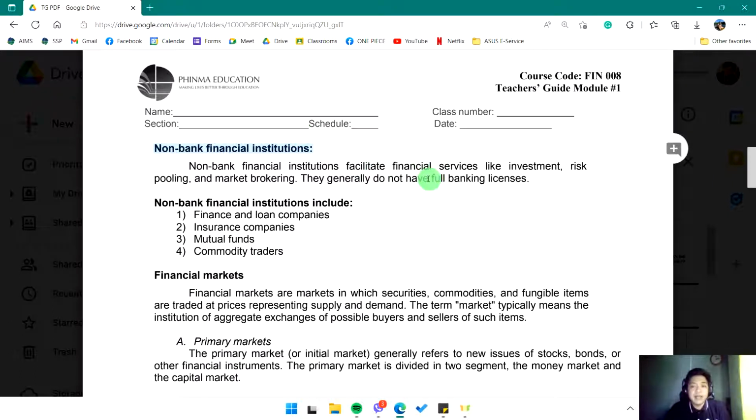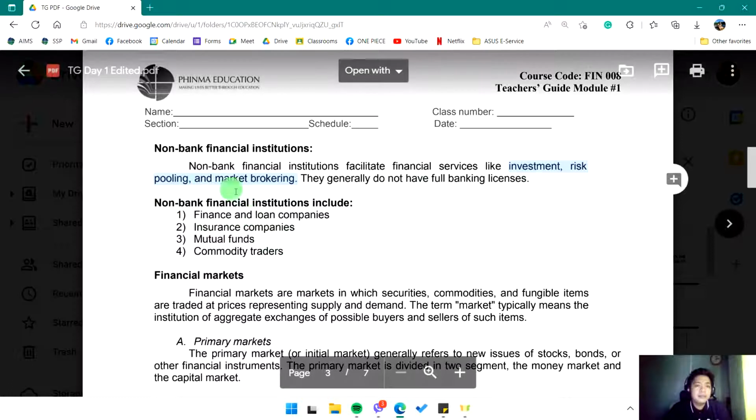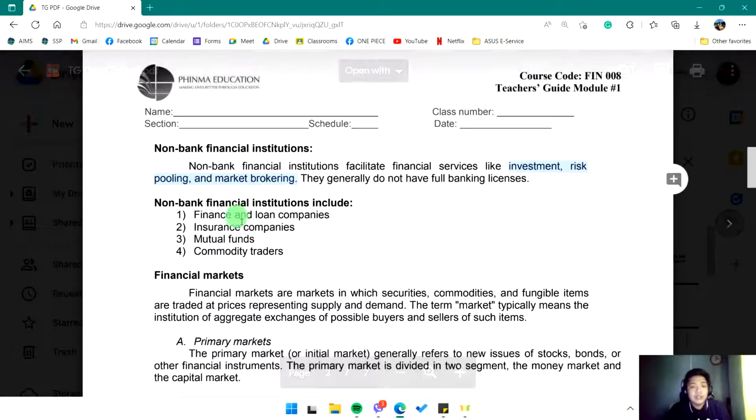And these kinds of banks generally, ang pinaka-service na kanilang ino-offer ay more on investments, risk pooling, and market brokering. They generally do not have full banking licenses. Hindi talaga sila considered as banks, pero some of their services are under the services offered of some banks. So ano yung mga non-bank financial institutions na ito?